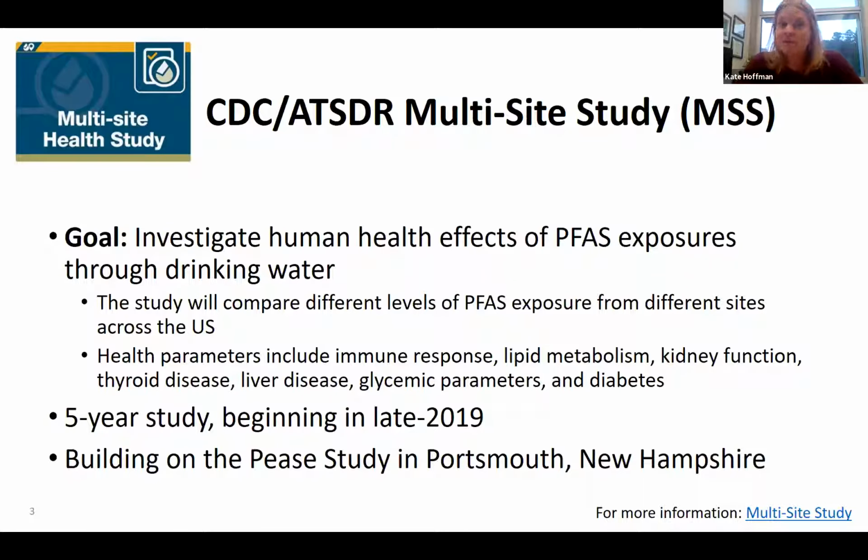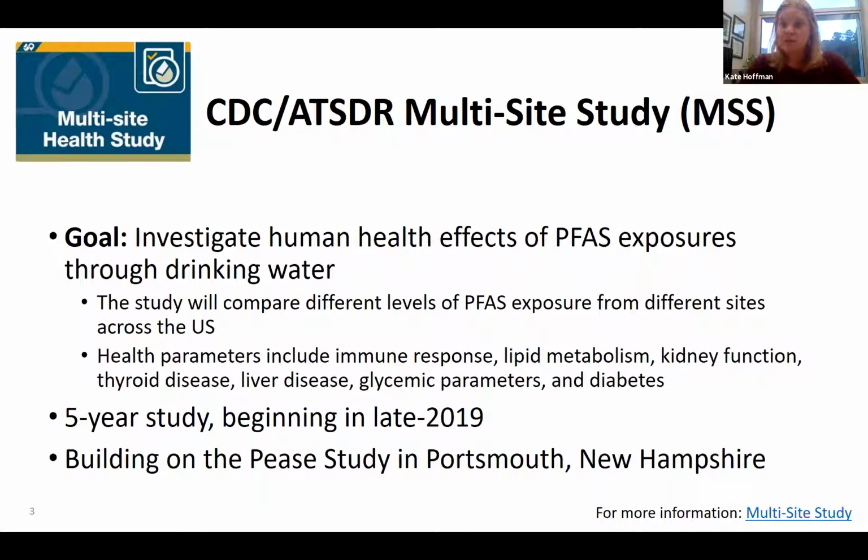And so to that end, the CDC and ATSDR started this multi-site study project with the goal of looking at sites across the United States that would have different PFAS exposure profiles and comparing exposure at those sites in relation to different health outcomes. The health parameters of interest include things like immune response, lipid metabolism, kidney function, thyroid disease, liver disease, glycemic parameters, and diabetes. And these are all non-cancer health endpoints.